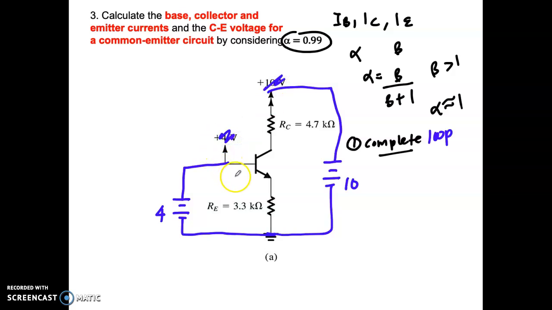Okay. So next, what you need to do, you are going to have the loop at the BE loop. So this is what we call BE loop. Another loop at your CE. So what will be the equation at your BE loop?